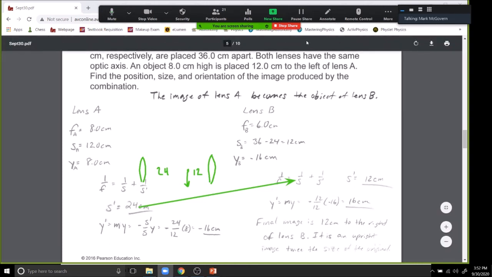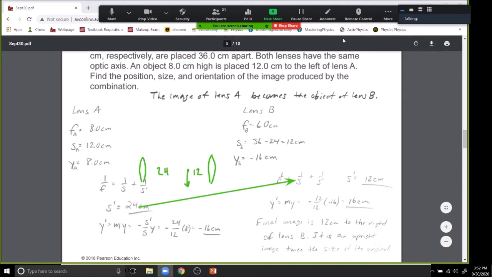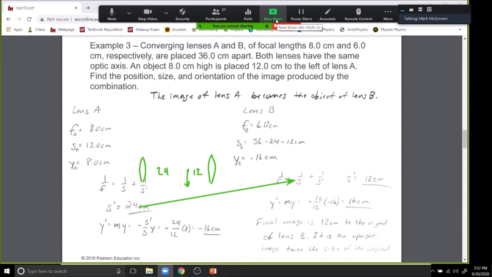All right, that's a great problem. That's a great problem. All right. Let's keep chugging along here.